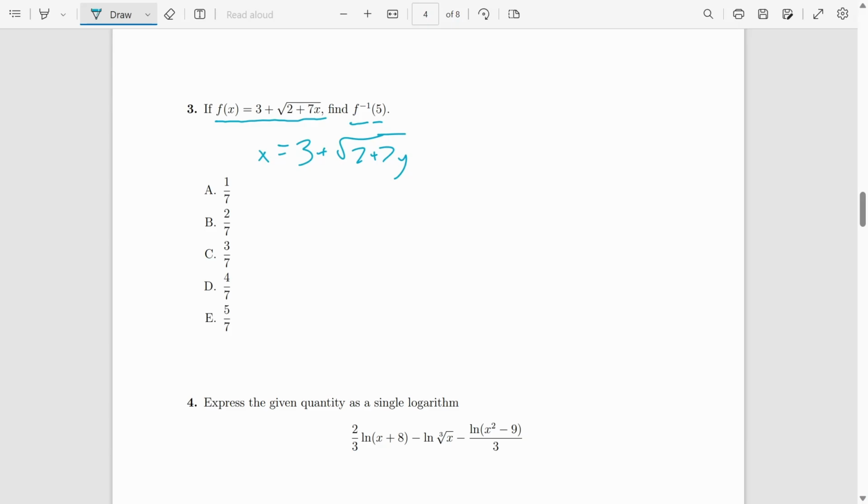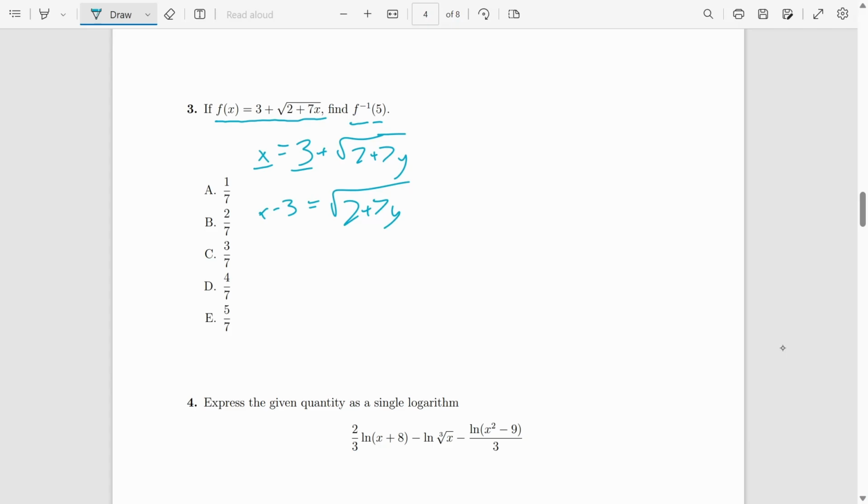And then you just do algebra, add, subtract, multiply, divide, get it back into a form where it's y equals, and then whatever's left is your inverse, f inverse of x. So let's go ahead and start the process of getting y by itself. I think the first action is just subtracting 3 from both sides. So x minus 3 equals square root of 2 plus 7y, to get this big square root by itself.